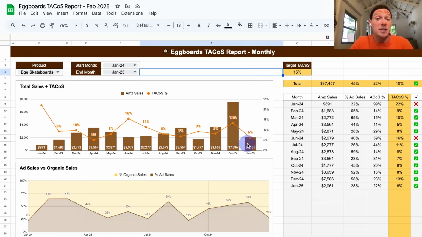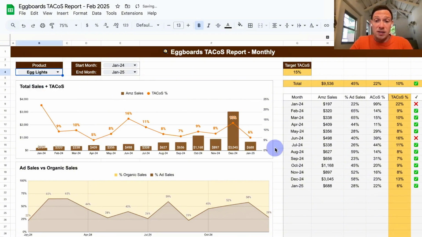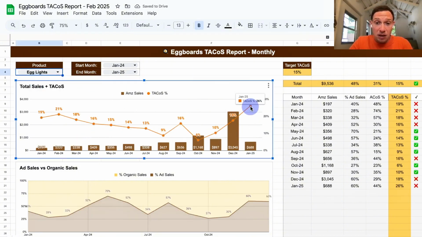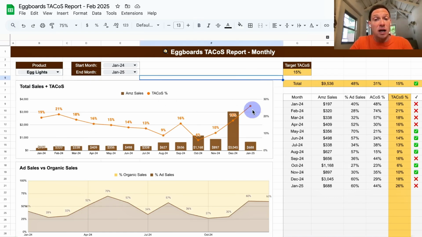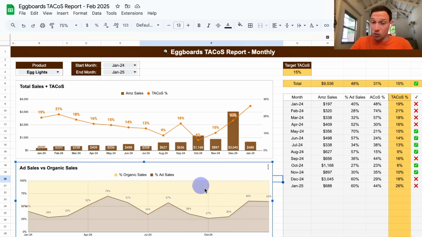So they're having a 6% TACoS in January, which balances out at 26% TACoS of my lights. So my lights are the problem right now. They were not as much of a problem before, but now they are. But their impact on my business is limited because they only account for 20-30% of my total sales at the most. This also shows that 60% of my sales for the lights are coming from advertising.